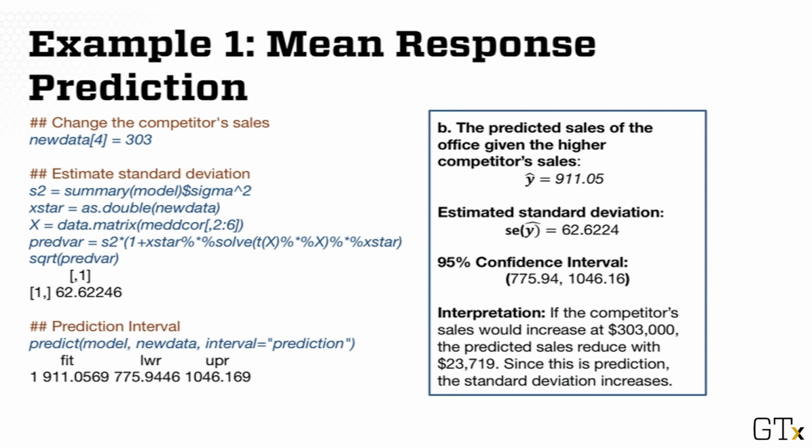So based on this output, the predicted sales of the first office, given a higher competitor sales, is now 911, which is lower than the observed values. The estimated standard deviation is 62.62, and the prediction interval is between 775 to 1,046. Again, I'll remind you that sales are measured in $1,000. How to interpret these numbers? If the competitor's sales would increase to 303,000, the predicted sales will reduce by 23,719. And since this is prediction, the standard deviation will increase as well.